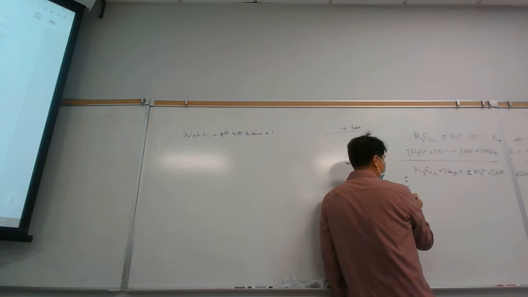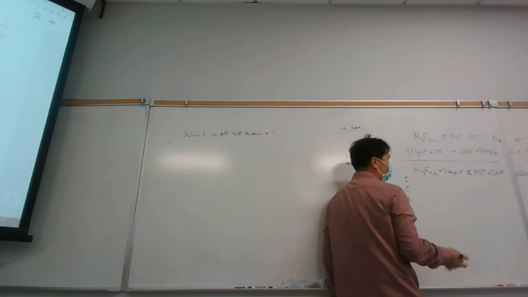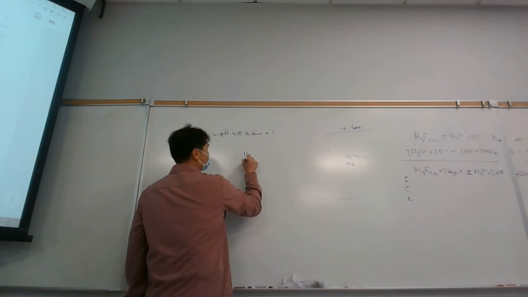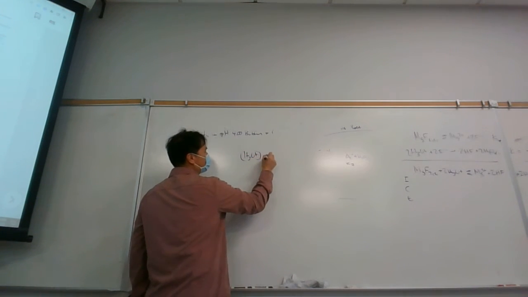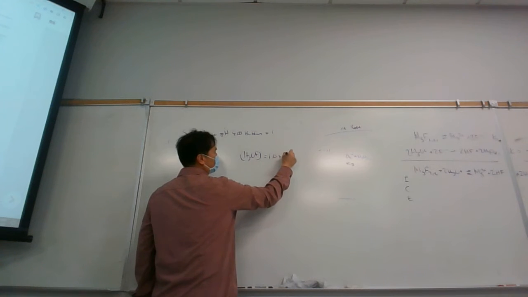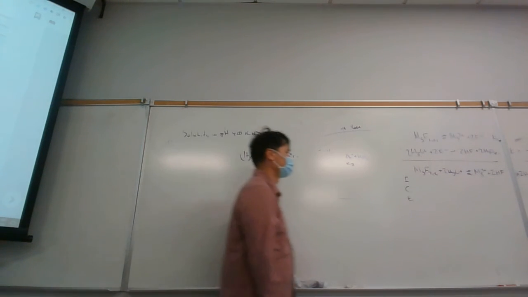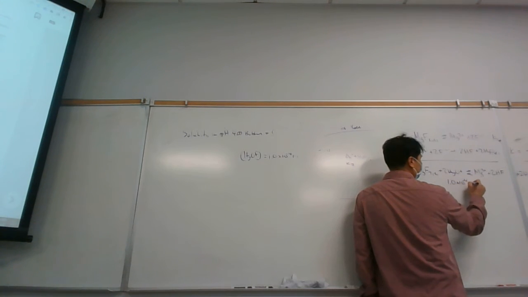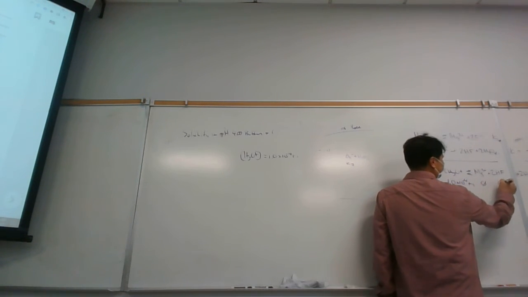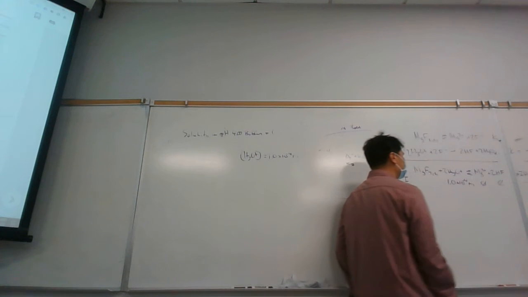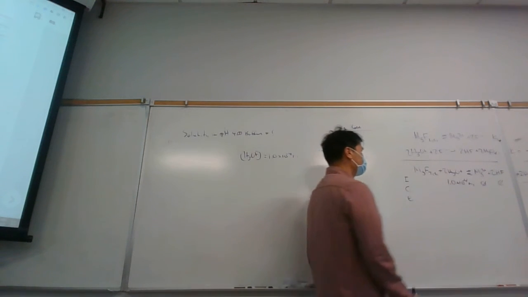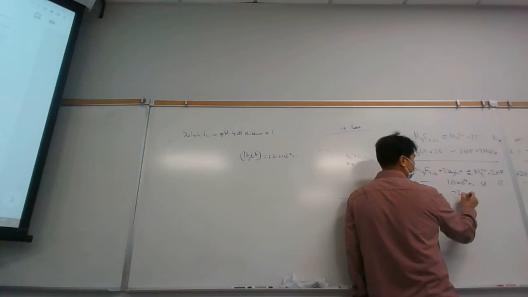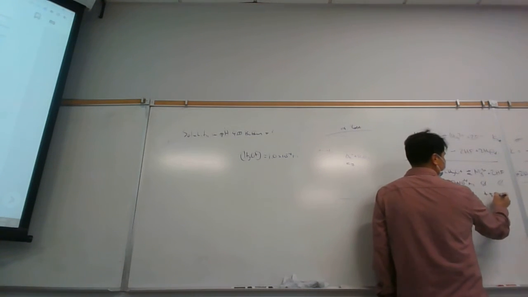Okay, so when we set up the ICE table, it's a pH 4 buffer. So a pH 4 buffer means that the H3O plus concentration, or the H plus concentration, is 1.0 times 10 to the minus 4 molar. So the initial is going to be 1.0 times 10 to the minus 4 molar, and then 0 and 0, and H2O is liquid. Now, what we're going to have here is minus 2S, plus S, plus 2S.